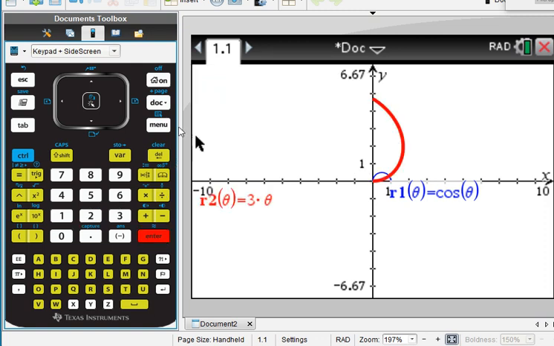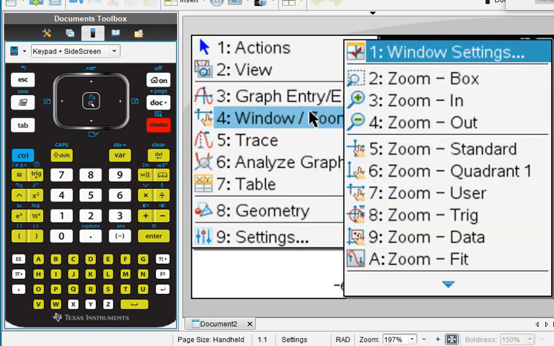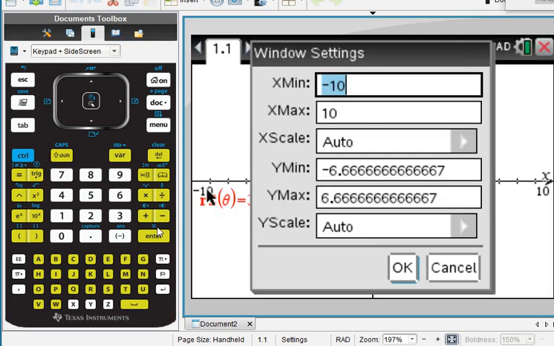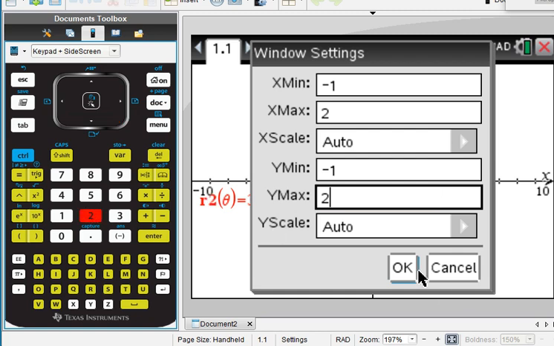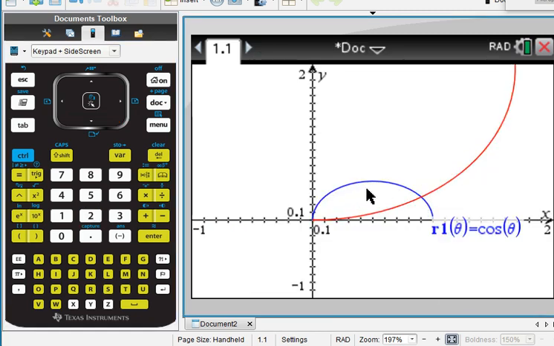Okay. So again, if you want to zoom in on it, window settings, you can make it -1 to 2 again on the x min and max and y min and max. But you don't have to do that. This is just to help you visually see what it's giving you, because they already gave you the graph here. Okay. So we're talking about this region right in here.